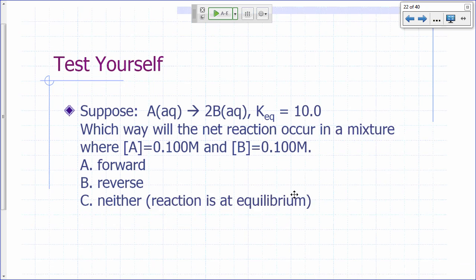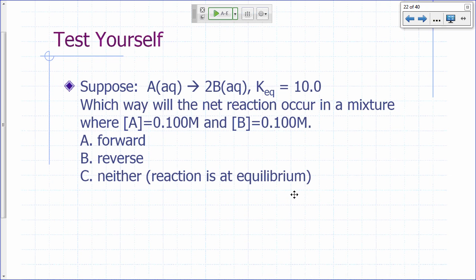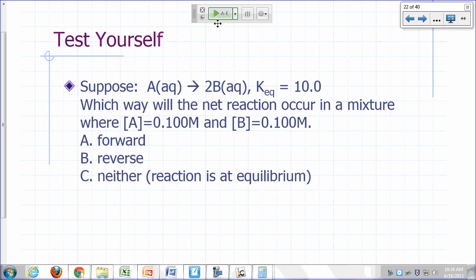Let's try this one. A is 0.1, B is 0.1, same reaction, same KEQ. Will it go forward or reverse? Or is it at equilibrium already?